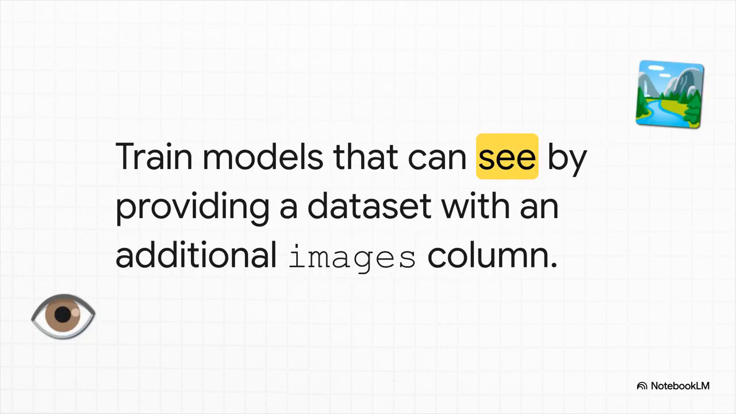And finally, and this is just amazing, the trainer even supports training vision language models, or VLMs. These are models that understand both text and images. And again, the trainer makes it so simple. You just give it your text prompts, and you add one extra column to your dataset that contains the images. That's it. The trainer handles all the hard work of processing both things together.